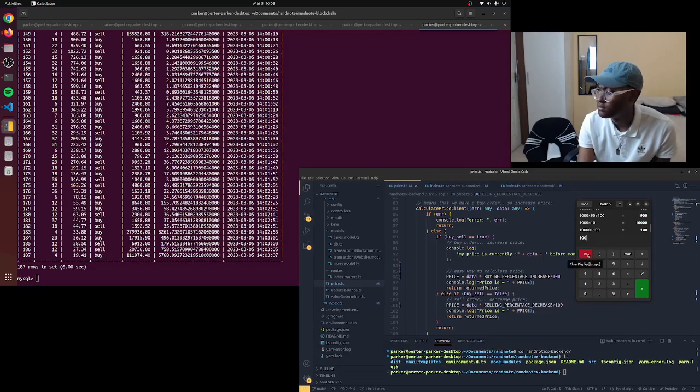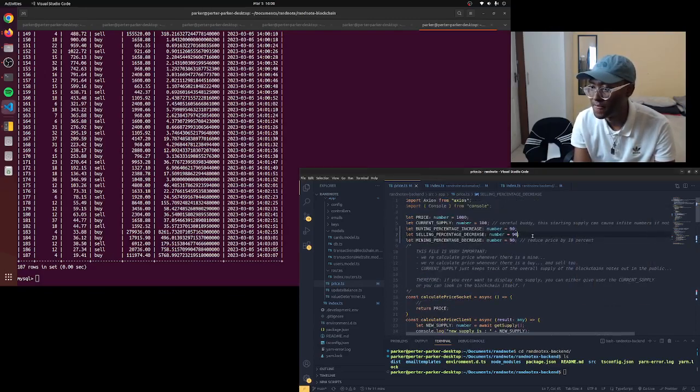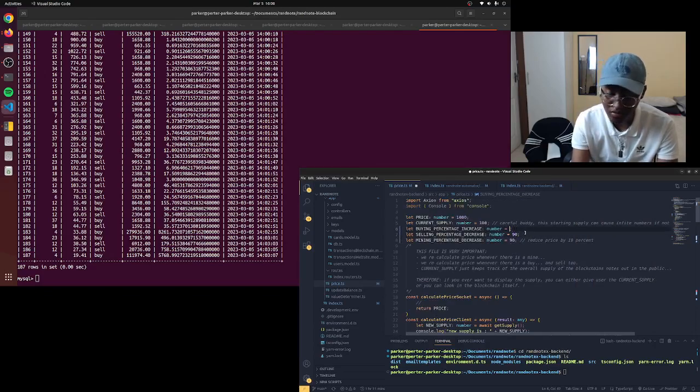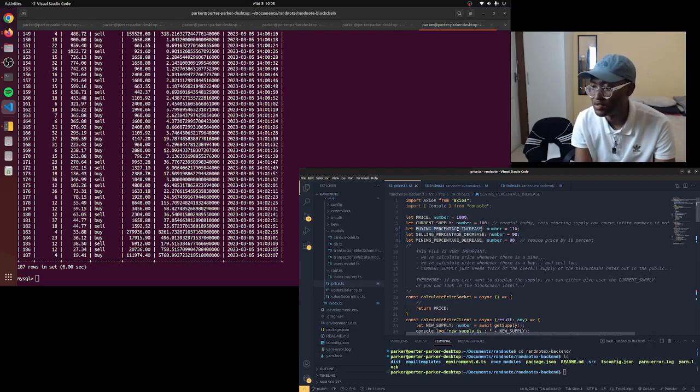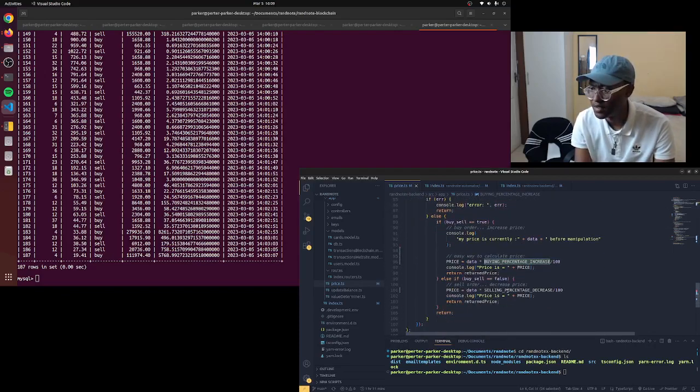No. 1000 multiplied by 110 divided by 100. The price will go up to 1100. So buying will be 110. So let's just confirm that again. That's buying and then that's selling.